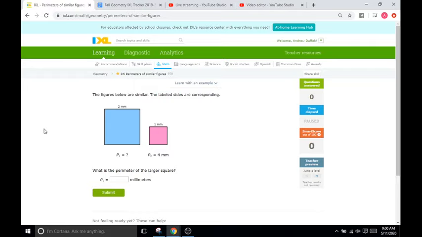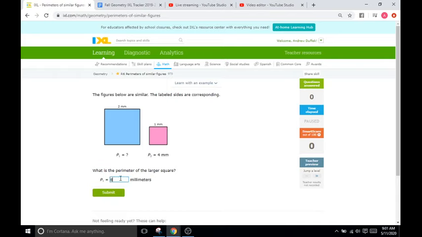So, for instance, this problem right here, we have a large square and a smaller square. We know it's a square for sure because it says square down here, so all the sides are going to be the same. On the right side, it says the perimeter is 4, which makes sense because each side is going to be 1 millimeter. So 1 plus 1 plus 1 plus 1 is 4. Now it wants us to find the perimeter of the second shape, so we'll go 2 plus 2 plus 2 plus 2, which is 8.